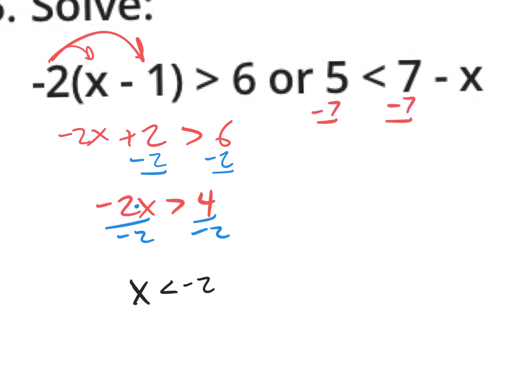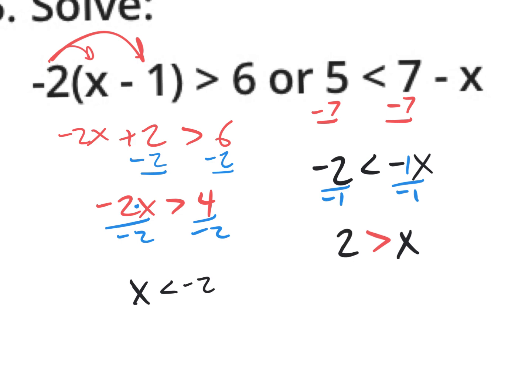My new inequality is negative 2 is less than negative x. And you could either multiply or divide by a negative 1 to make that negative x a positive x. So you could divide by negative 1 to make it a positive x. But since we did divide by a negative on the last step, you're going to flip that inequality symbol from a less than to become a greater than. And you end up with a positive 2 on this side.